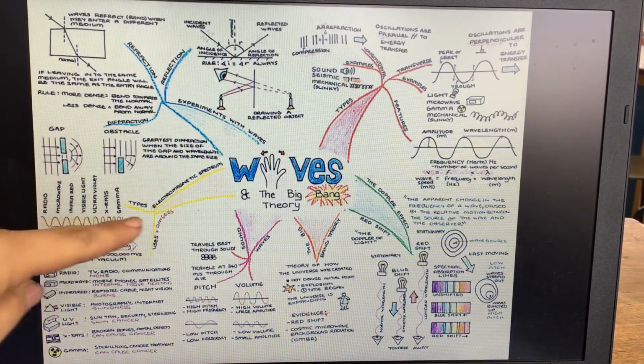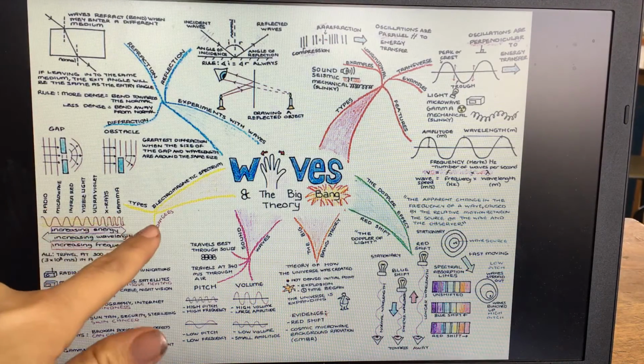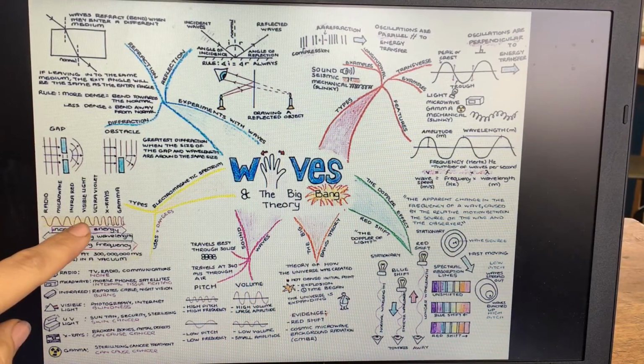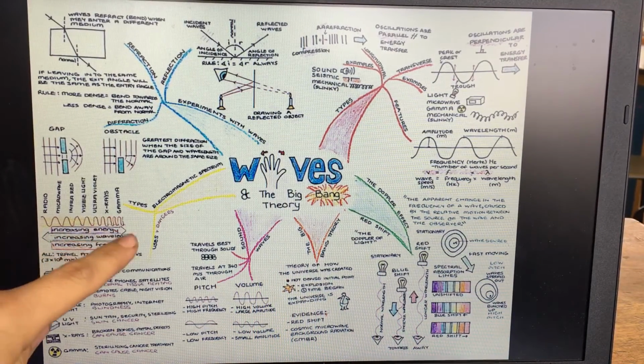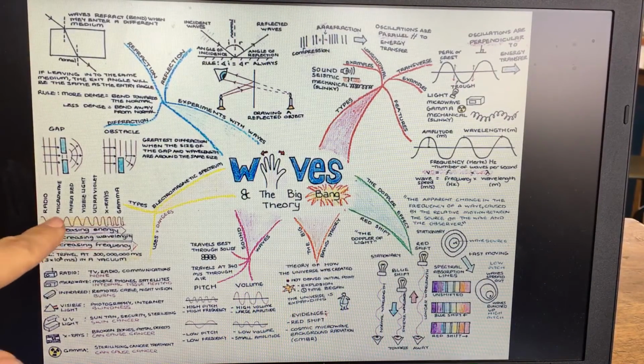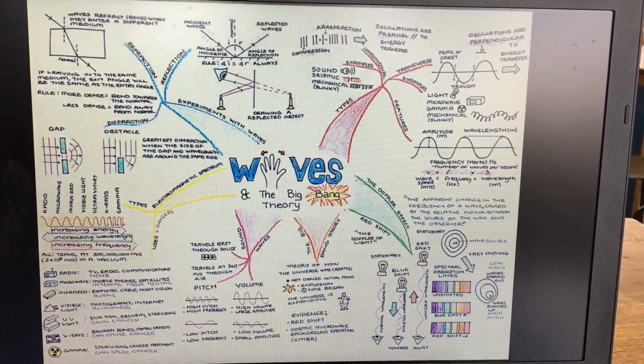EM spectrum waves only came up ever so slightly last year. You need to know this order. So you've got radio waves, microwaves, infrared, visible, ultraviolet, X-rays and gamma. There is a way you can remember it. There's a rude way, but I'm going to tell you the PC way. Retired monkeys in Vegas use xylophones good. In the comments, if you want to know the other way, I will put it in.